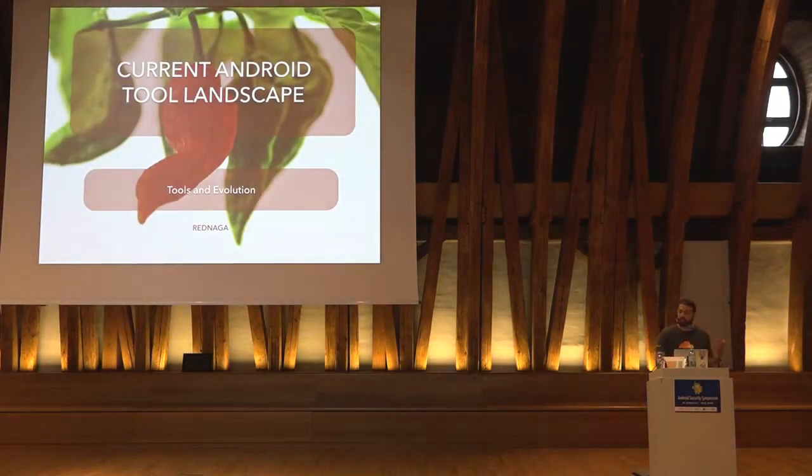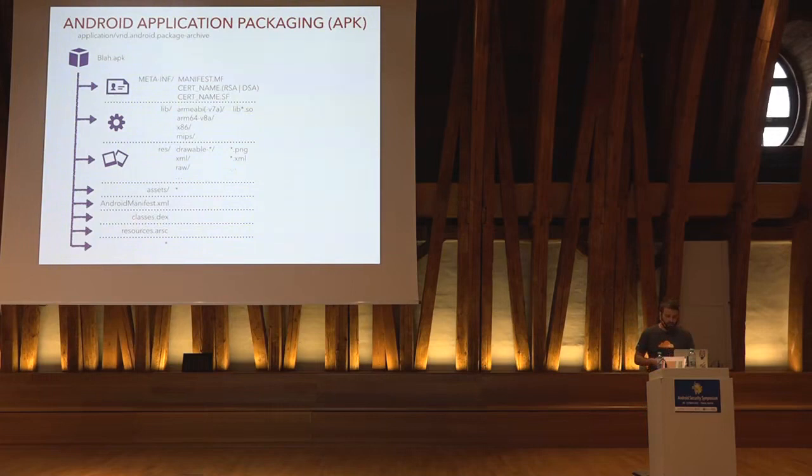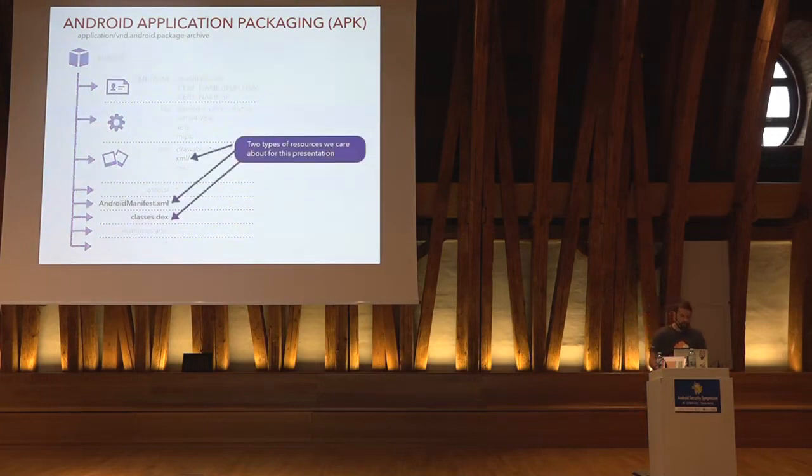So, current Android tool landscape. This is going to be a brief overview, so hopefully this maybe teaches you guys something, and if not, it'll just be a quick refresher, so try not to glaze over on this. This is an APK file. You have your META-INF. This is for the old signing stuff. But basically, the only part we really care about for an APK file, which is a zip file, is the Android manifest, things in the XML directory, and the classes.dex. And these are the only kind of resources that we really care about in this presentation.